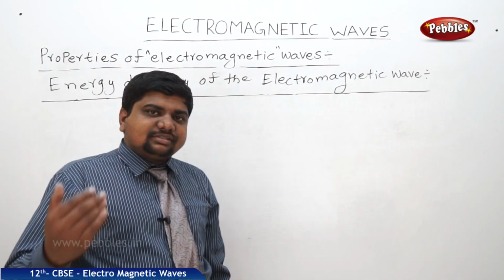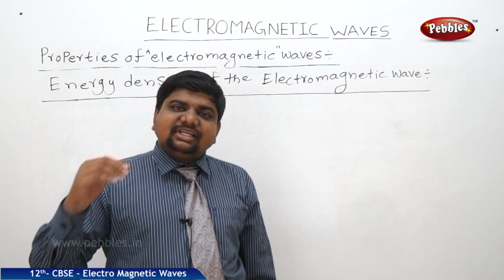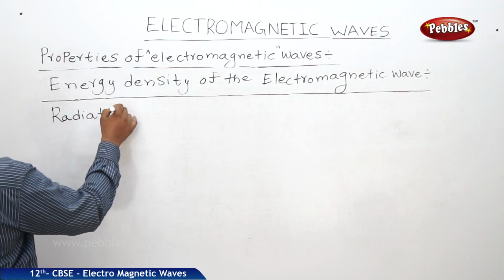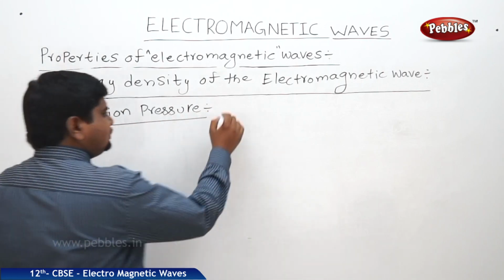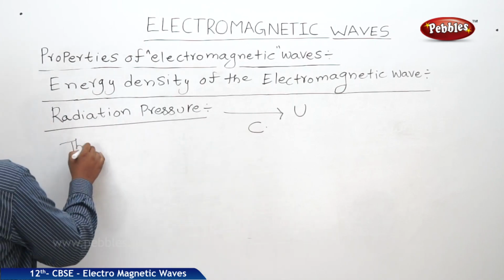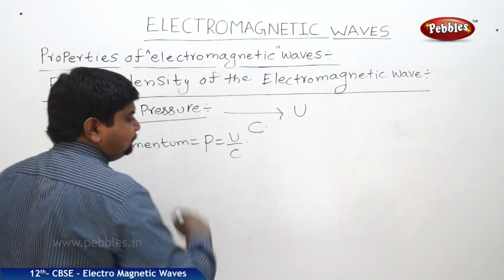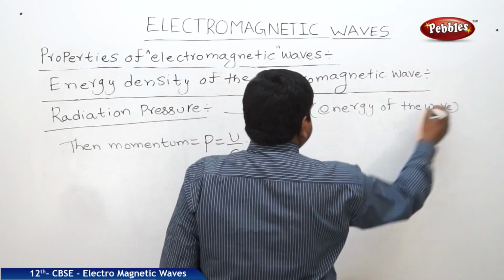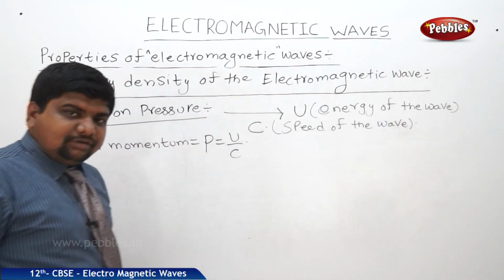The next concept is that electromagnetic waves also exist in the form of radiation. Sometimes if the radiation falls on any reflecting surface or any transmitting surface, the surface can experience pressure. So now we are going to discuss radiation pressure. Suppose there is a wave of energy U traveling with the speed of light c. Then its momentum is P is equal to U by C, where U is the energy of the wave and C is the speed of the wave.